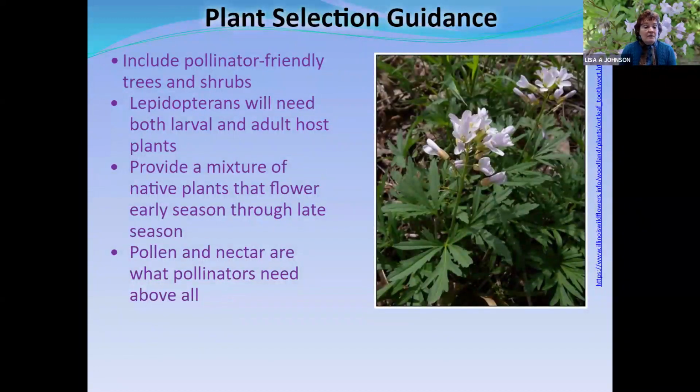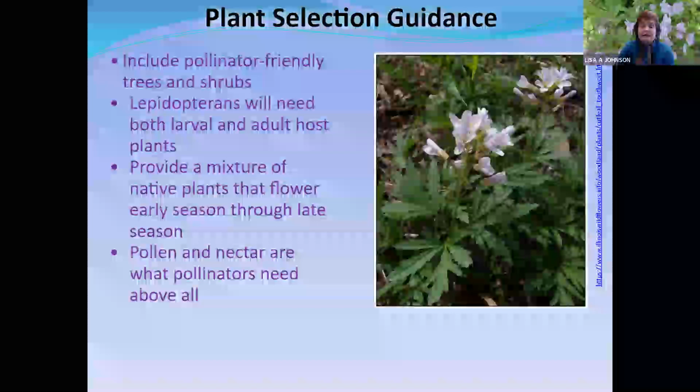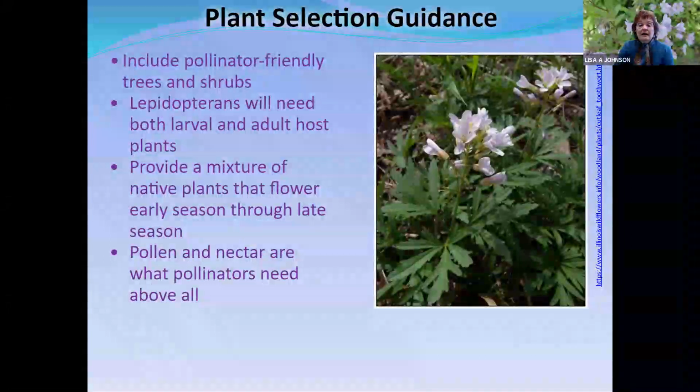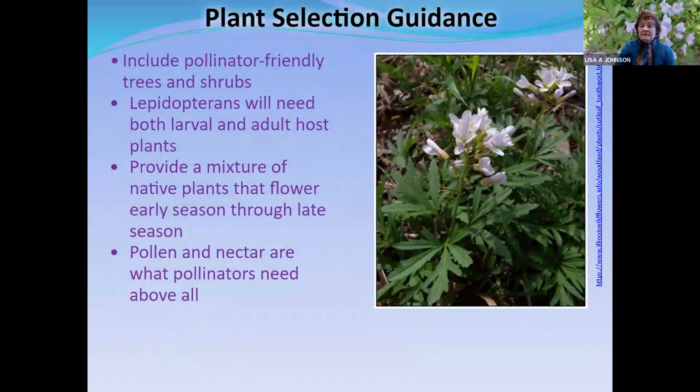Pollinator-friendly trees and shrubs, some of those will support up to 500 species of not only lepidopterans, which are the butterflies and moths, but also beetles and other pollinating insects. Now, if you are landscaping, particularly to support butterflies or moths, you've got to remember that you need both larval and adult host plants.